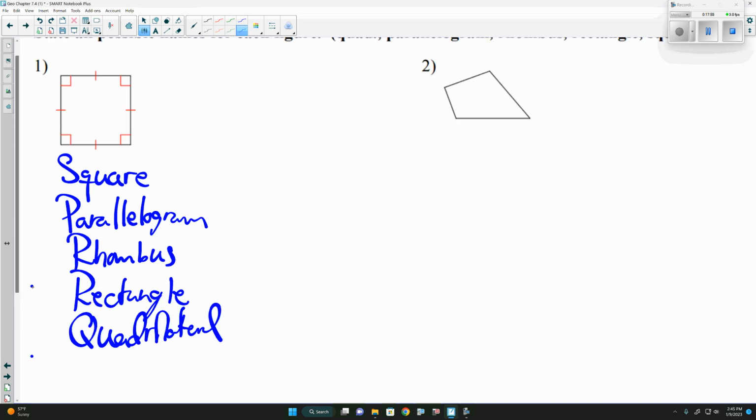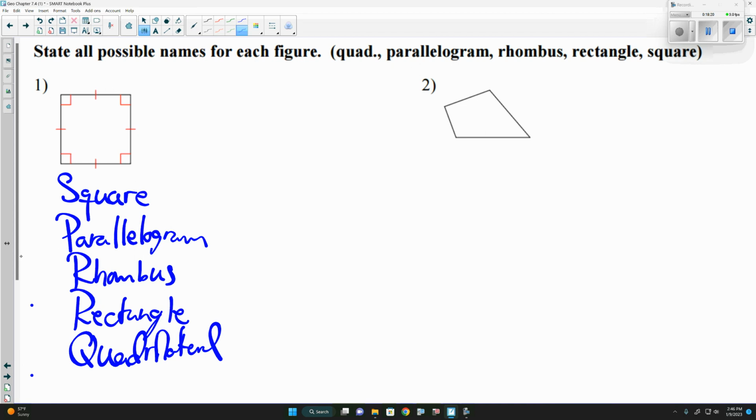A five-sided figure is a pentagon. Because what does poly mean? Poly is many, like in polymorphs. So polygon is a many-sided figure. So could we technically classify that as a polygon as well? Yes. We won't go that general, but this here is all of them, because it said state all possible names. Technically, yes, it would be considered a polygon.